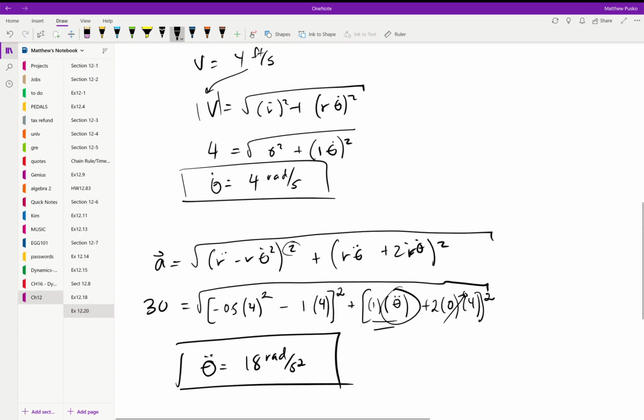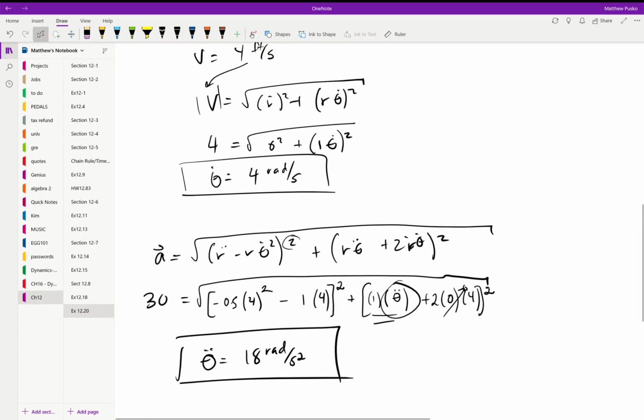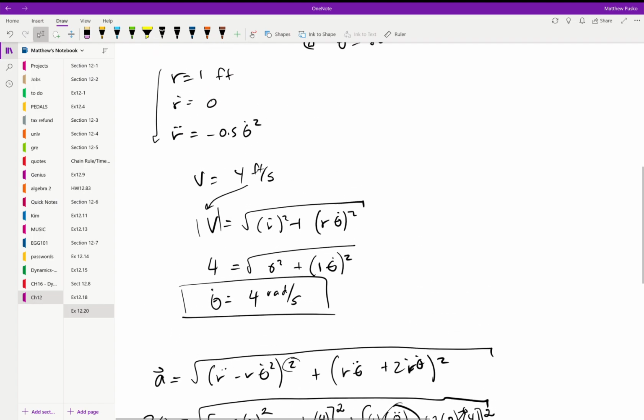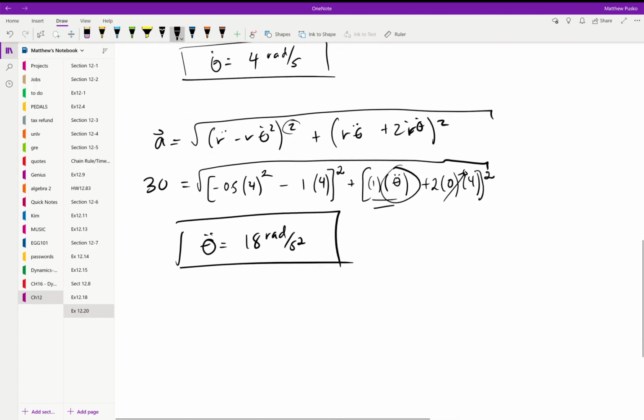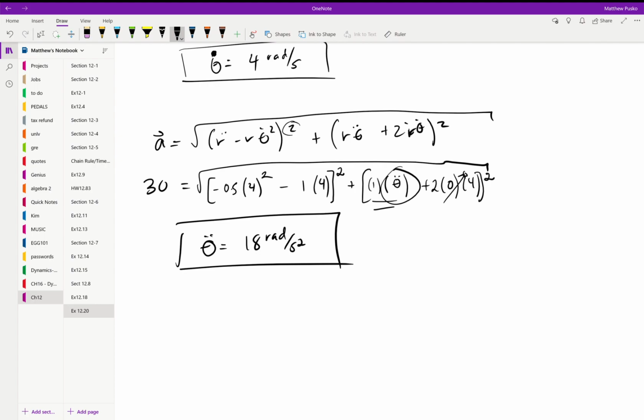Alright, so that was starting with r as a function of theta. We found r dot, the velocity in the r direction, and r double dot, the acceleration in the r direction, and they wanted us to find the transverse components of velocity and acceleration, theta dot and theta double dot.